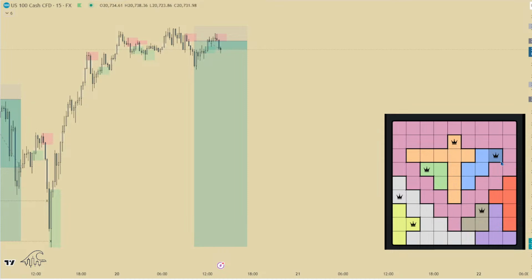Not gonna lie, kind of hate this game. Kind of love it at the same time, but kind of hate it. Alright, start again. What? Clear. Yes, I want to clear the goddamn board.